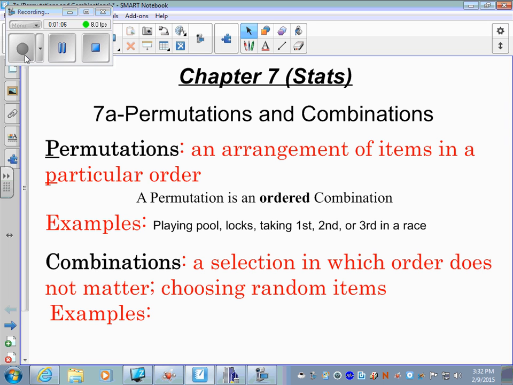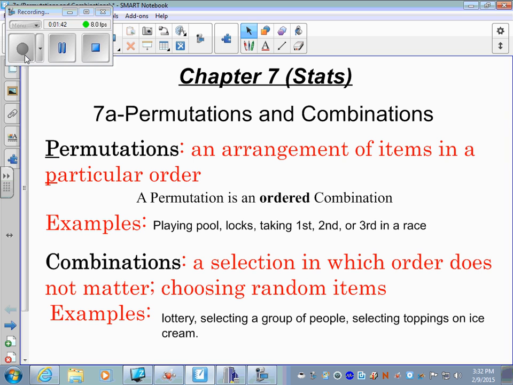Combination is when you're selecting items in which the order does not matter. You're choosing random items. Some examples here are the lottery. It does not matter when you have 6 lottery numbers. It doesn't matter the order that they are drawn, just that the 6 are drawn. Selecting a group of people is very general. Combinations tend to be very general. Selecting a group of people, or selecting toppings on ice cream. It doesn't matter which order you put the toppings on, it tastes all the same.